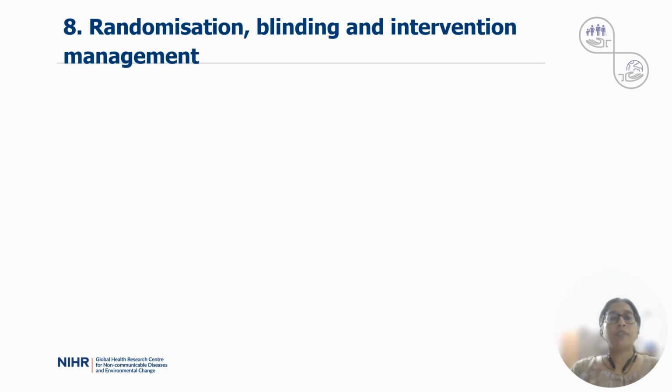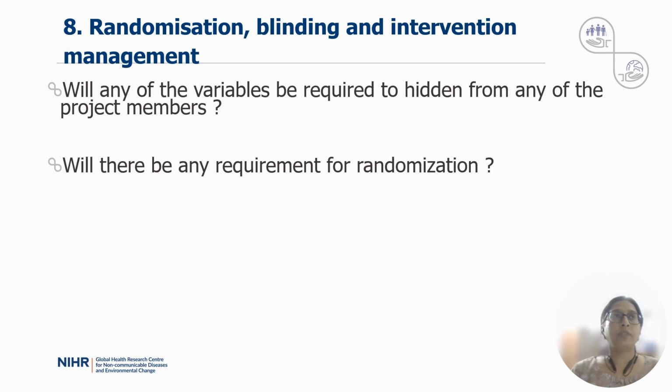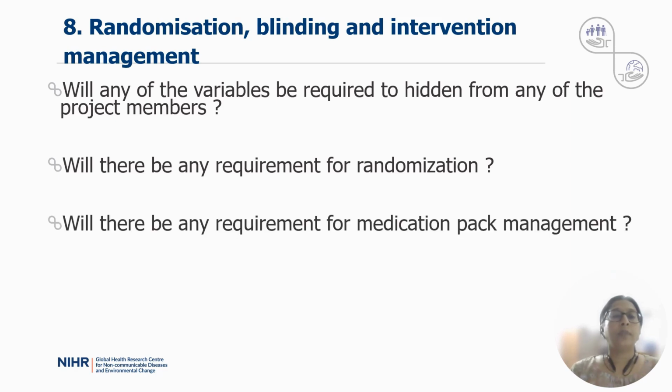The next aspect, which is quite important in terms of clinical studies, is: is there a need for randomization, blinding, or intervention management as part of data management? It is possible you might want some of the variables to be hidden from any of the project managers. For example, in a blinded study, you want the treatment allocation to be blinded. There might be a requirement for randomization of clusters or individuals into two groups or more than two groups. There might be a requirement where you want to have a log of medication, how you're managing the medication, and all these three pieces of information become extremely crucial.